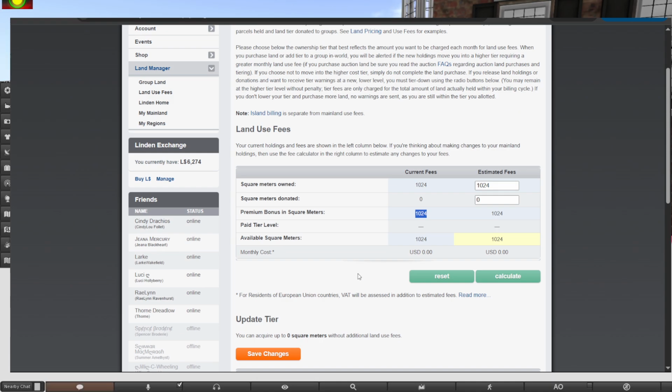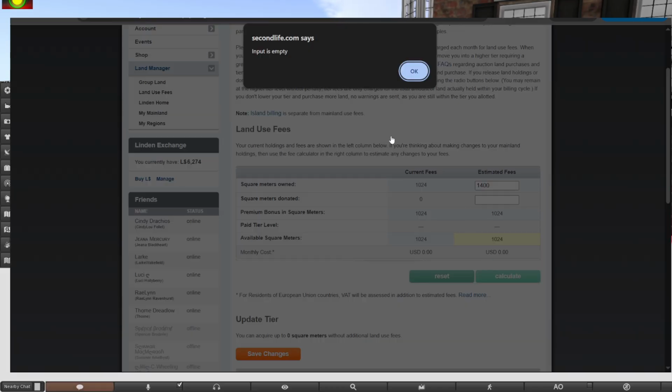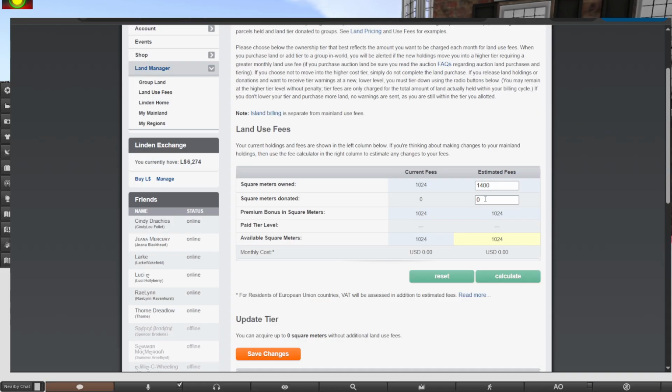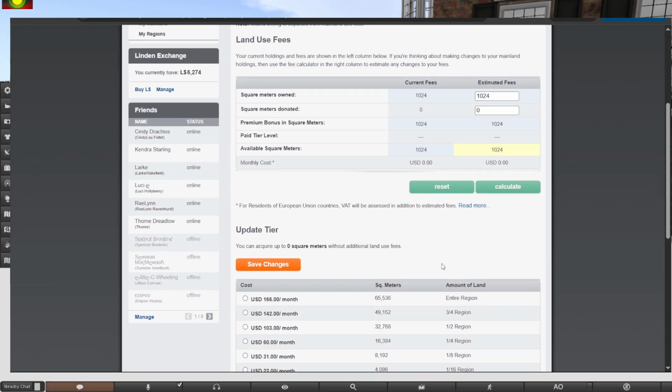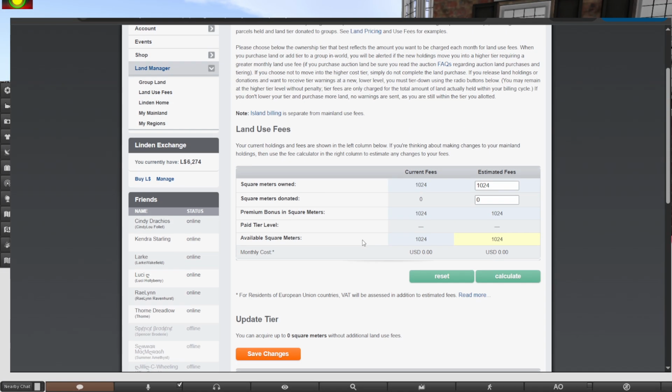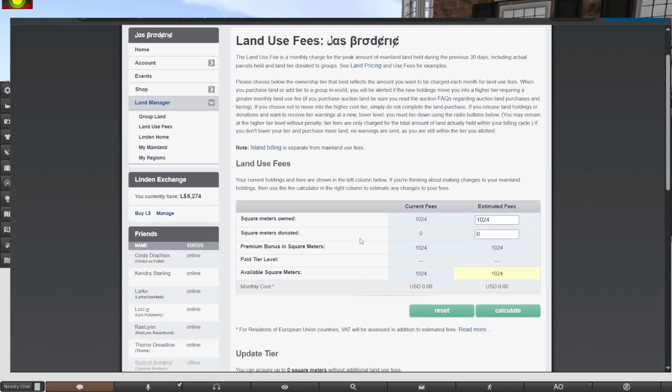Okay. All right. So this estimate, let me do the estimate. Let's say I had 400 extra. Let's say I had 1,400. Calculate. Oh, input is empty. I'm not going to donate any. Will it not let me do it? It won't let me do it. Okay, obviously, I don't know how to use this. I've never tried this before, you guys. But anyway, hopefully that's understandable.